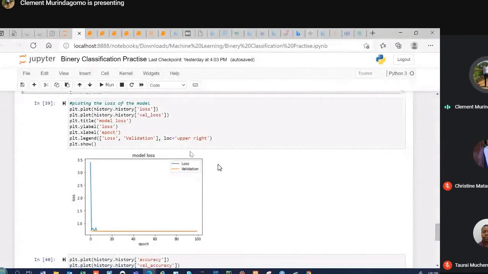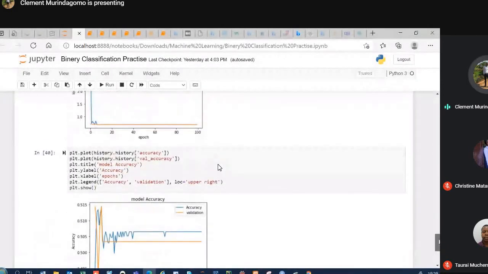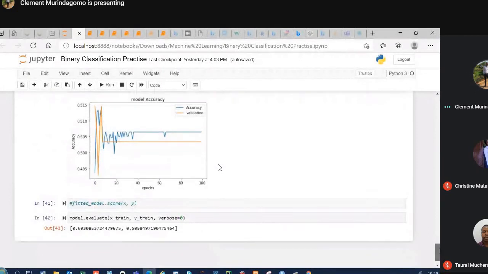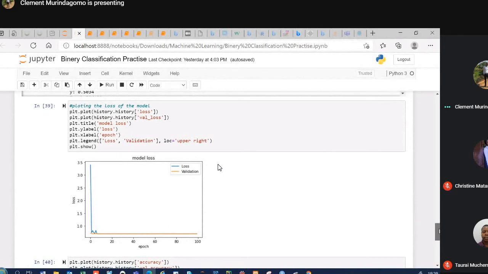Here is my model, where I was checking the validation against the loss. So at the end, I managed to evaluate my model, whereby I got 0.69 in terms of accuracy, then 0.5 in terms of validation. So maybe if you can. When you validate a model, validate using the test.